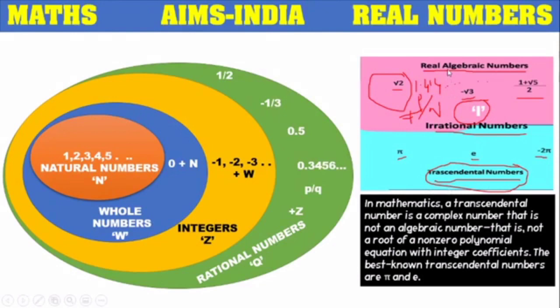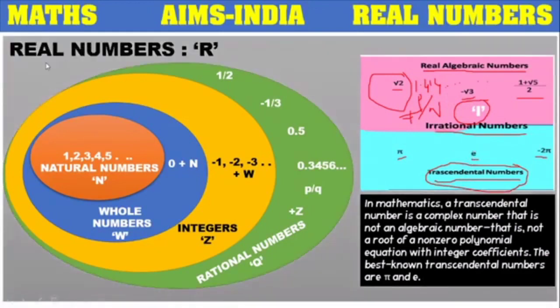So here the real algebraic numbers and transcendental numbers are together considered as irrational numbers. Real algebraic numbers cannot be written in the form of p by q, and transcendental numbers are never the solutions of any algebraic equation. So these two together are called irrational numbers. Now all these numbers together we can call real numbers, denoted by the symbol R. So real numbers we can consider as a superset of all these subsets.